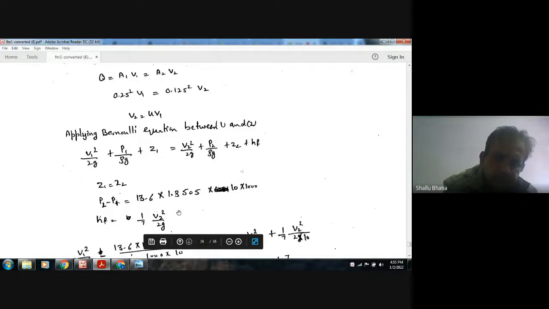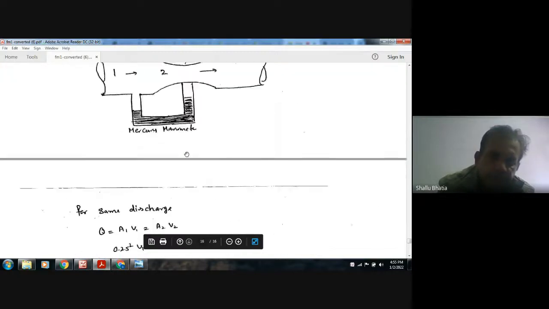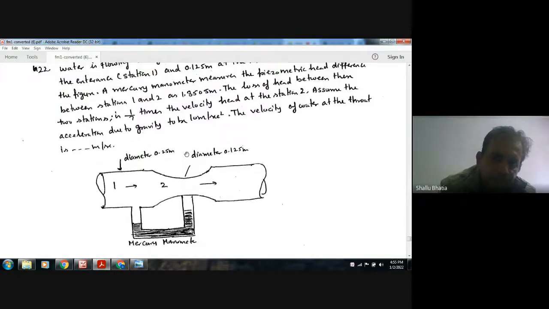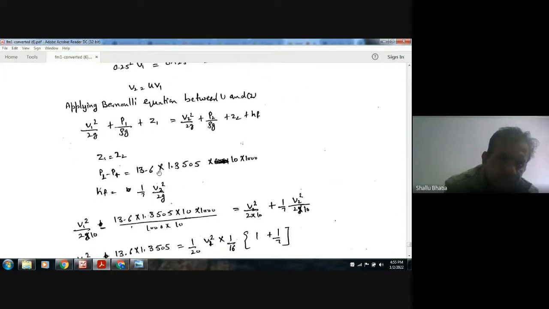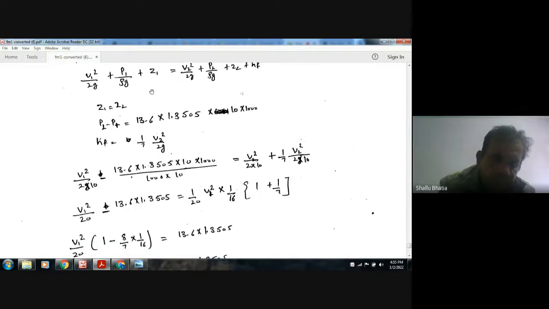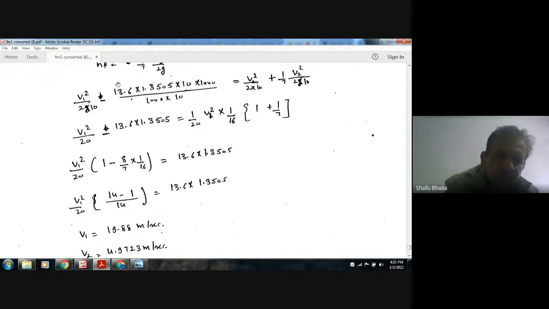Again, this hf is 1/7 of V2 squared by 2g, the head loss. Assume the loss of head between the two sections is 1/7 of the velocity head at station 2, and the velocity head at station 2 is V2 squared by 2g. So putting these values, and putting V2 is equal to 4 V1, we can find V1 and then we can find V2. This is a calculation based question.